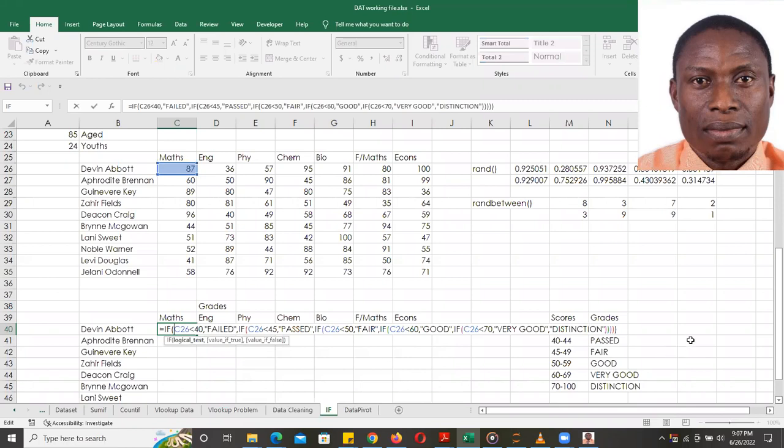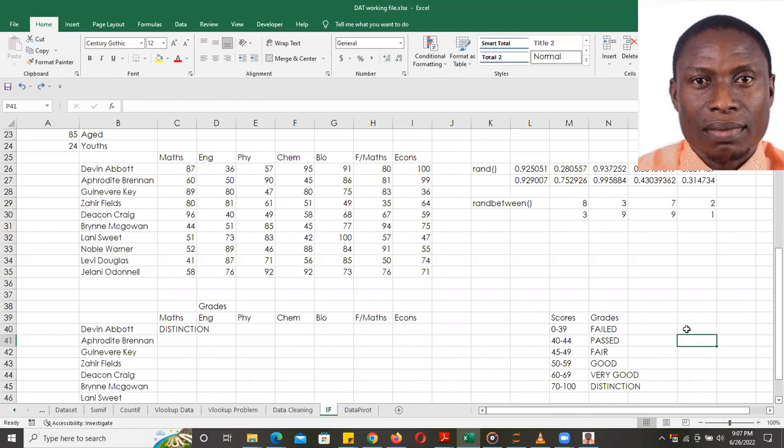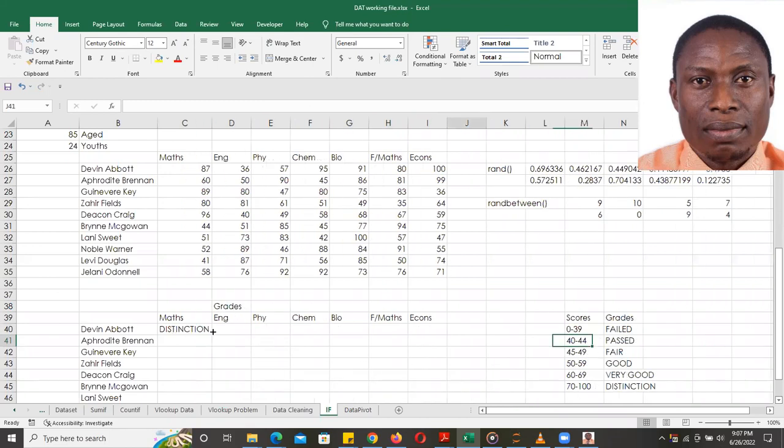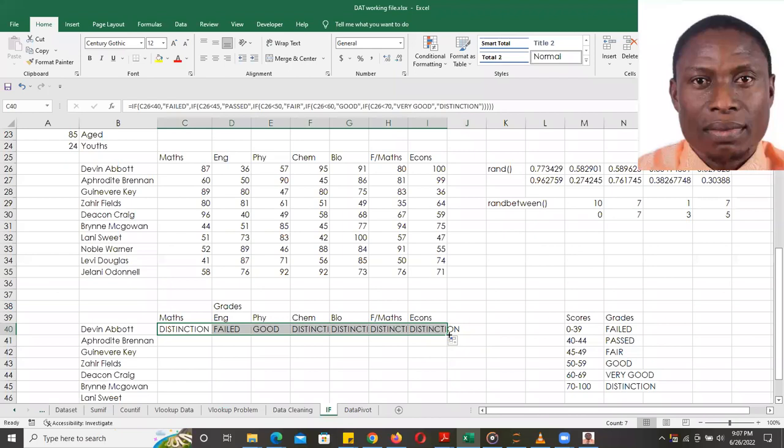Here's the formula. Are we good? Yes, sir. Any question? Okay, so let me just expand this a bit. I will just use my fill handle, my autofill.